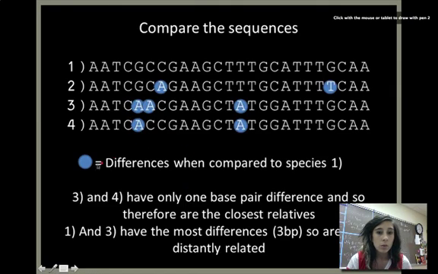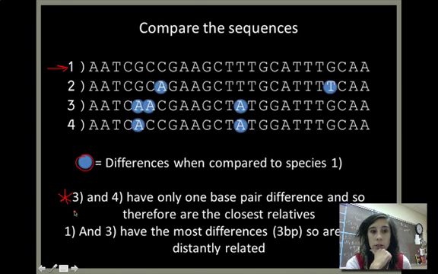But right here, this circle is representing the differences when we're comparing it to species 1. So species 1 is our kind of standard, the species we want to compare to, and they're circling the differences that we see. So if you note, species 3 and 4, they only have one base pair difference. So we can say that species 3 and 4 are most closely related to species number 1. While we look at 1 and 3, they have the most differences of about 3 base pairs.